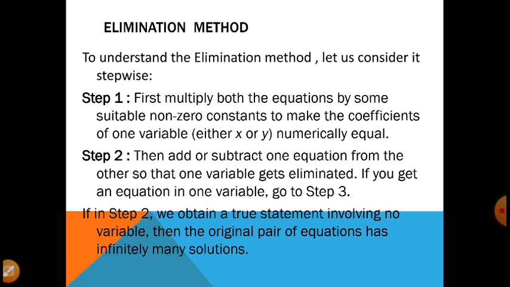Why are we multiplying it? To make the coefficient of one variable, either x or y, equal, which we ourselves are going to decide. Either we make the coefficient of x equal or the coefficient of y equal, and according to that we choose a number. Both equations can be multiplied, or any one equation can be multiplied. But after the process, either the x or y coefficient should be numerically equal. That is the main point we have to follow first.